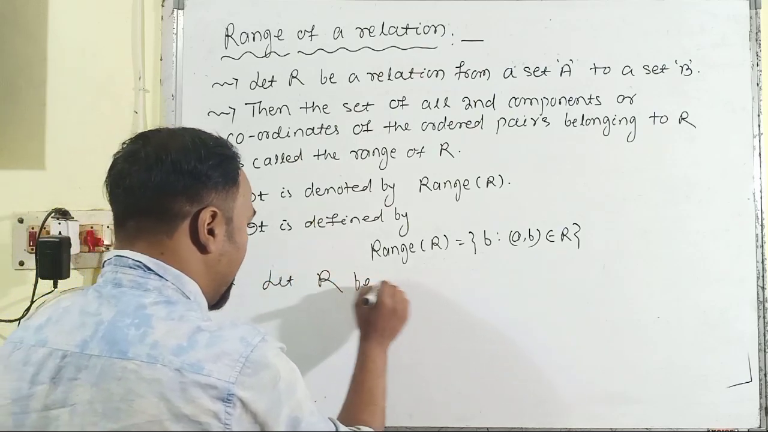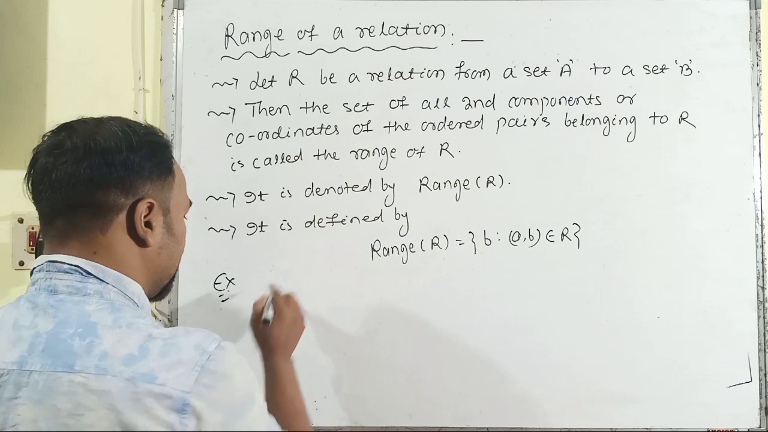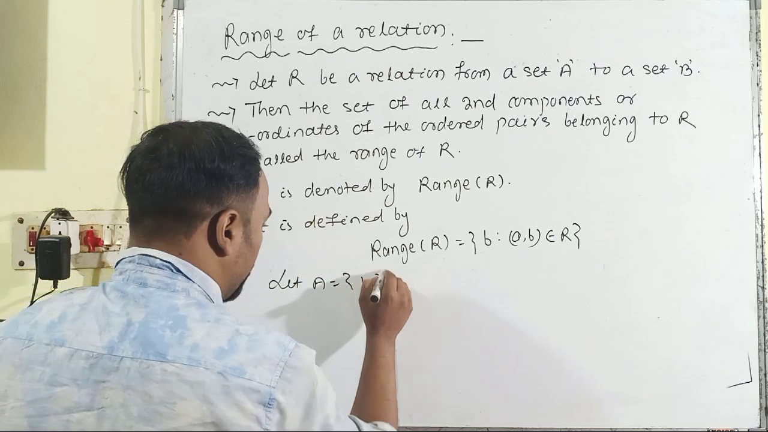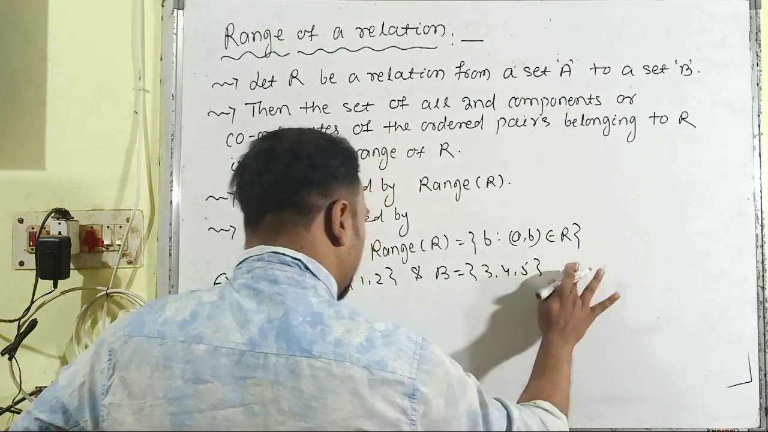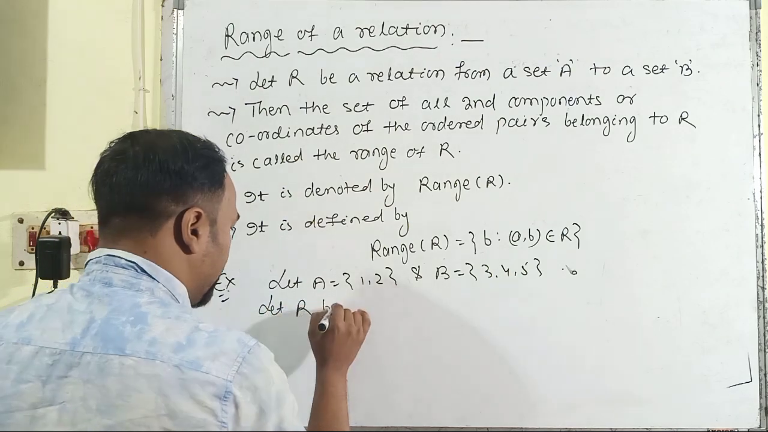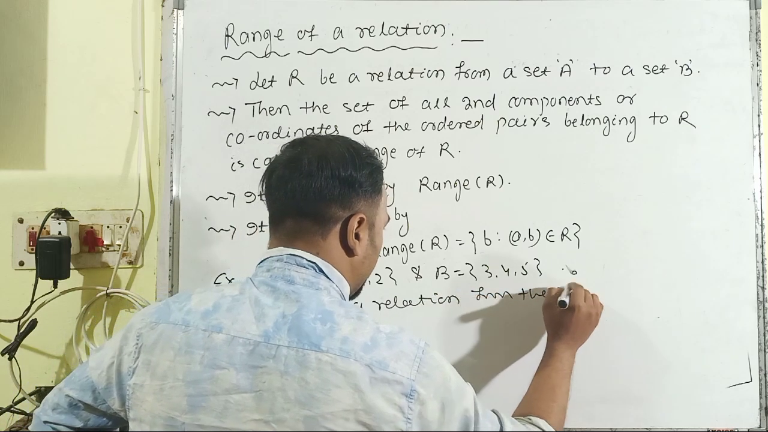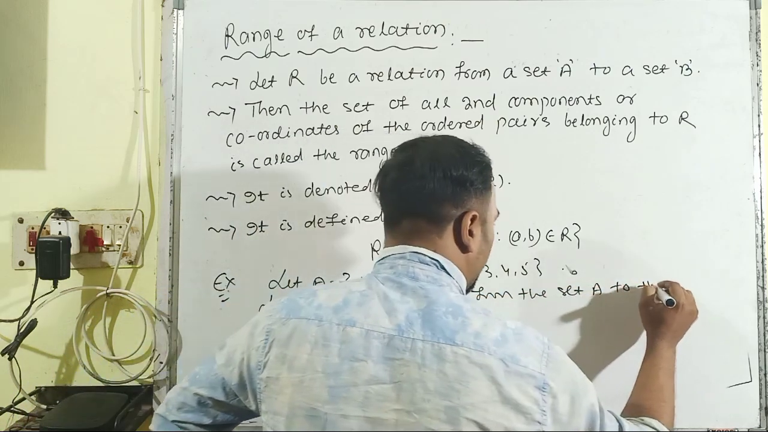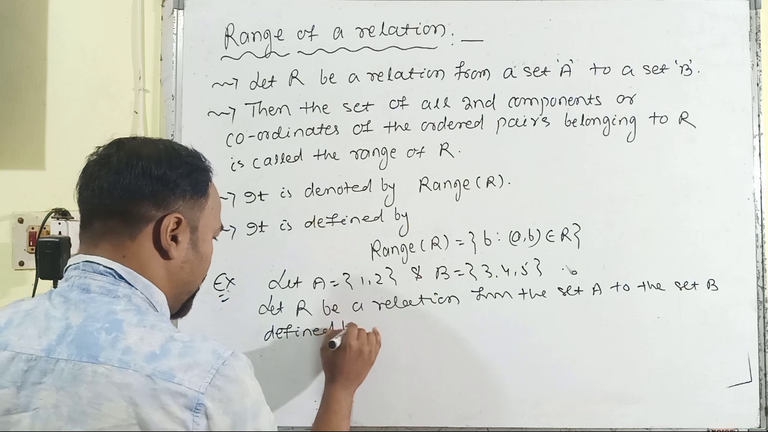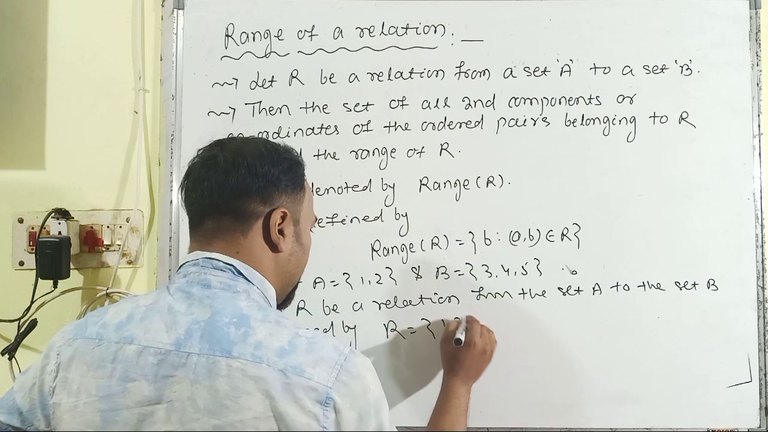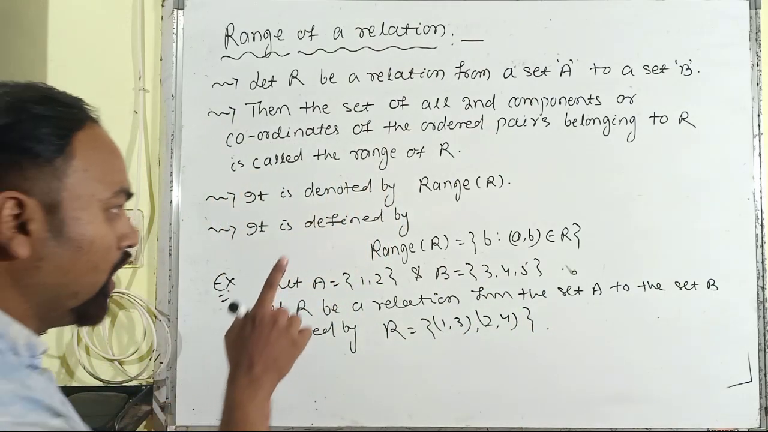First of all let us consider two sets. Let A be equal to {1, 2} and B be equal to {3, 4, 5}. Let R be a relation from the set A to the set B defined by R equal to {(1, 3), (2, 4)}. Then we have to find the range of the relation.